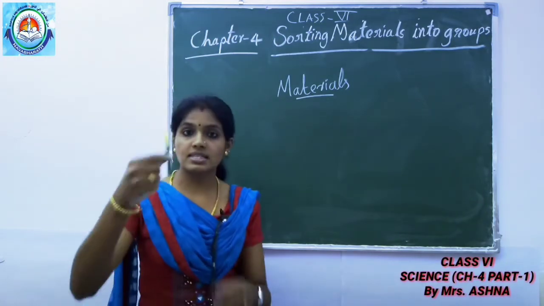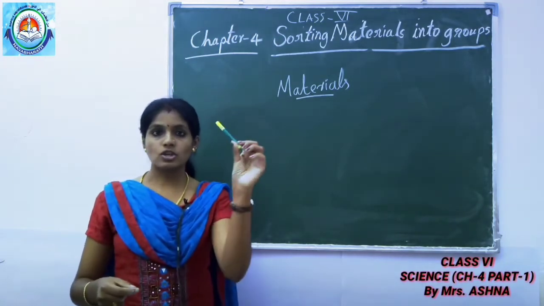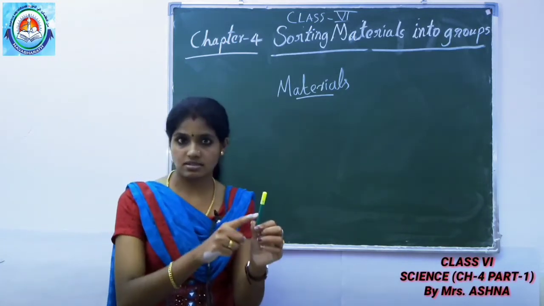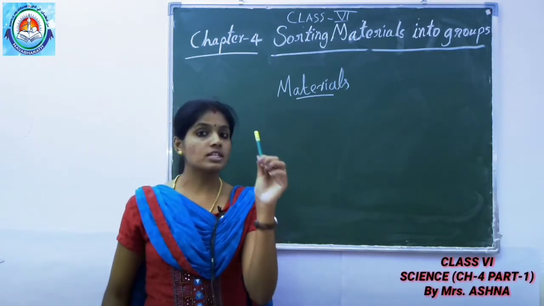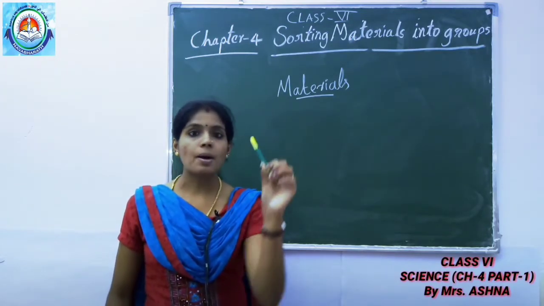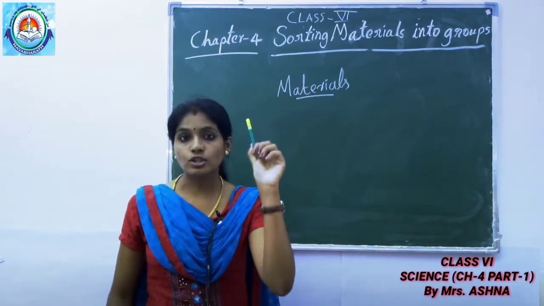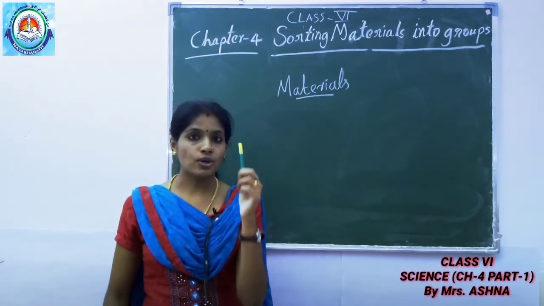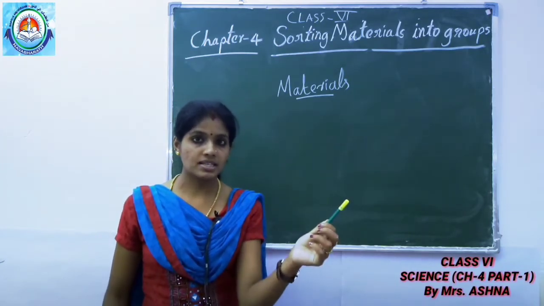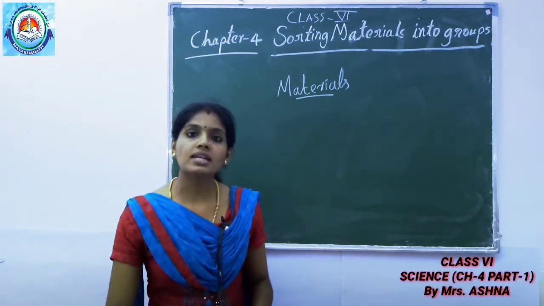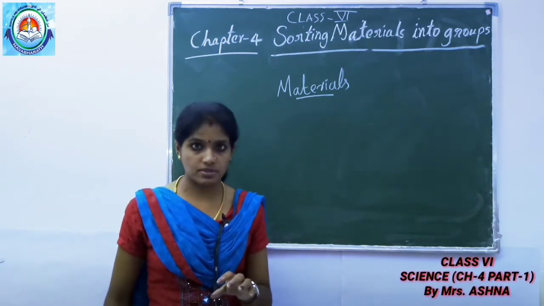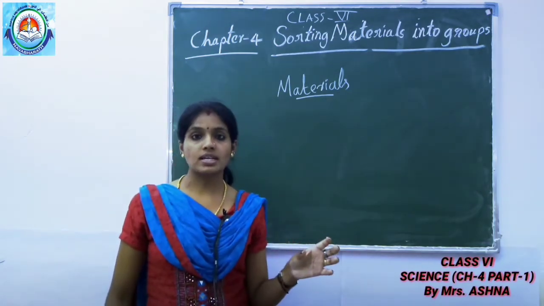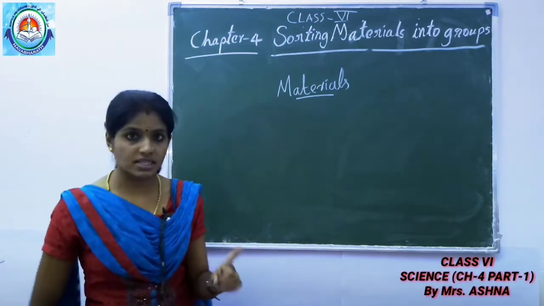Okay, this is a sketch pen, isn't it? So this is an object. We can touch it, we can see it. It is made up of plastic. So the material used to make this sketch pen is plastic. Do you understand what materials are? Okay, so materials are generally of two types. First one is natural material.